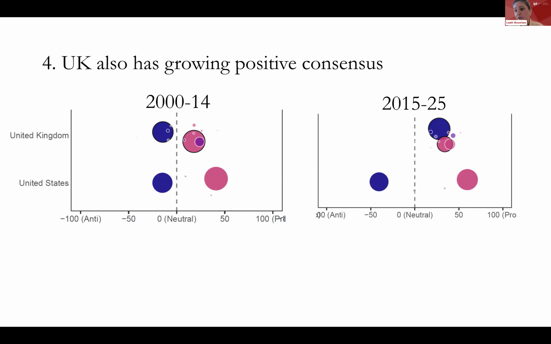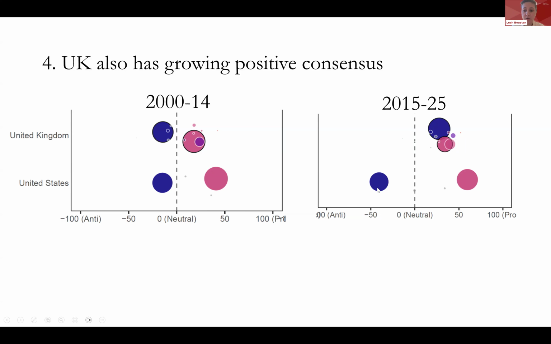And we see a very similar pattern when it comes to the UK. So we've broken our sample down into two periods, looking at the US and the UK in the early period. And then in the more recent era, we see that there has become in the UK a very strong positive consensus, where both the center right and center left in the UK, reflected by the pink and the blue circles, are lying right on top of each other, and net quite positive on immigration.